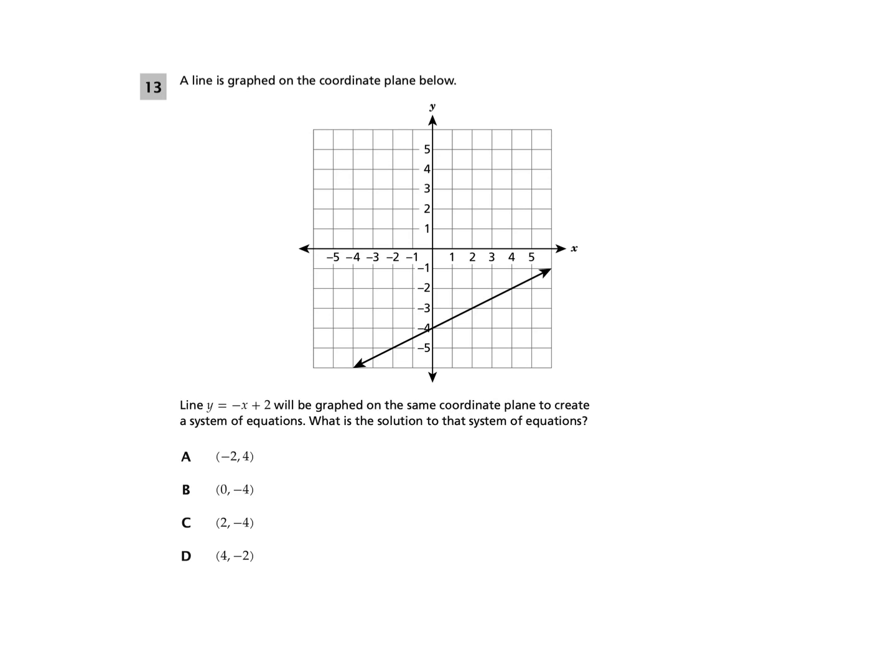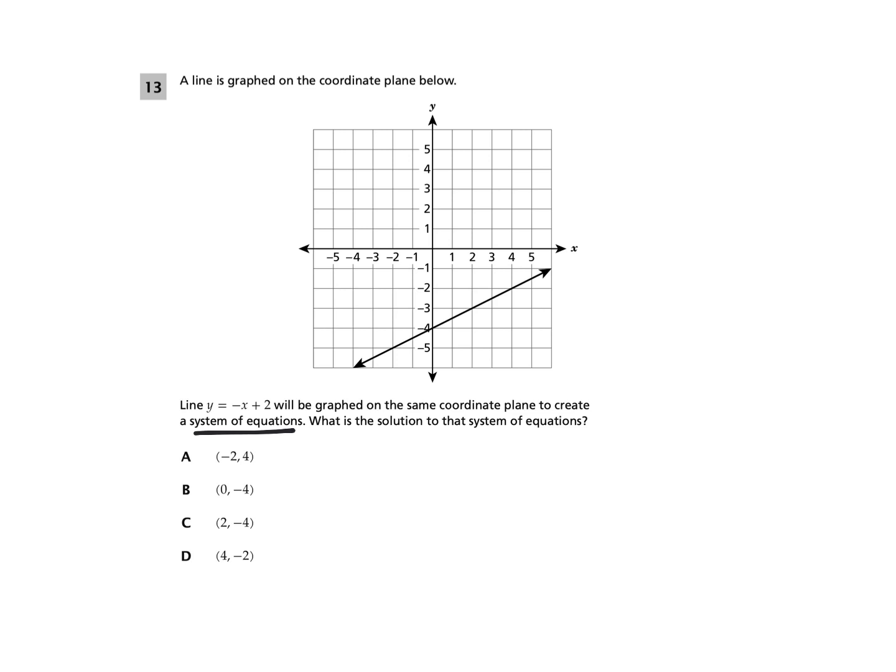13, a line is graphed on the coordinate plane below. As we can see, the line y equals negative x plus 2 will be graphed on the same coordinate plane to create a system of equations. Hey, just like we just finished. What is the solution to that system of equations?